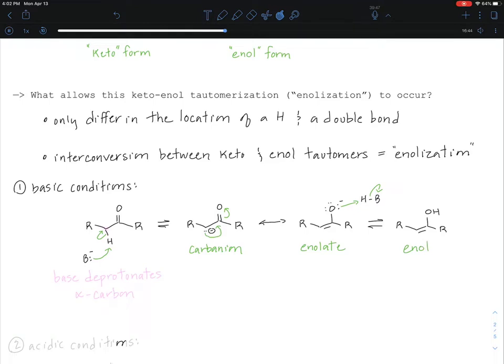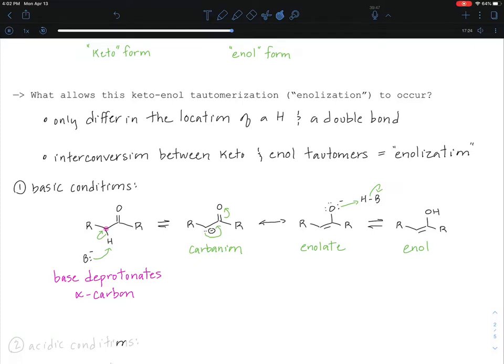So under basic conditions, that proton is going to be removed from the alpha carbon. The alpha carbon is right here. Let me put that in. So this is your alpha carbon. So the base deprotonates the alpha carbon, and you form a carbanion. Here's the deal though. The oxygen is better able to support that negative charge, and so that enolate is going to be more stable than the carbanion.